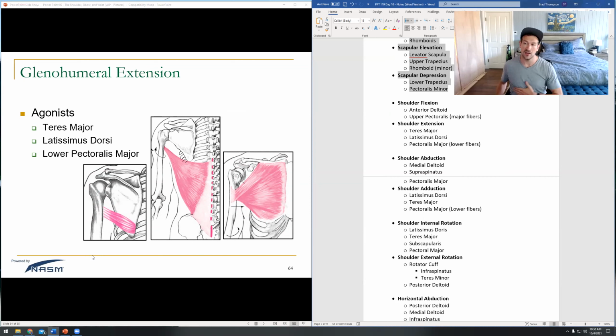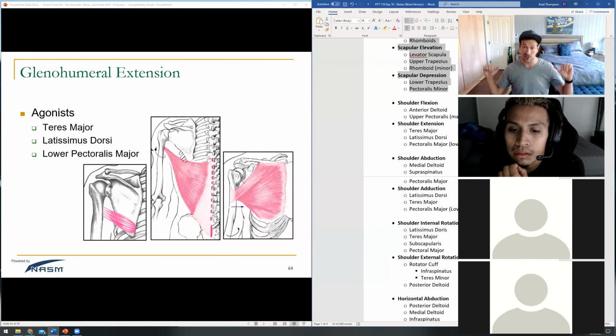This, by the way, is why, if you've ever wondered why you've done pull-ups and felt a little sore in your pecs the next day, it's because you were probably doing chin-ups instead of pull-ups. Chin-ups, that little bit of extension, it's like the lower portion of your pec.